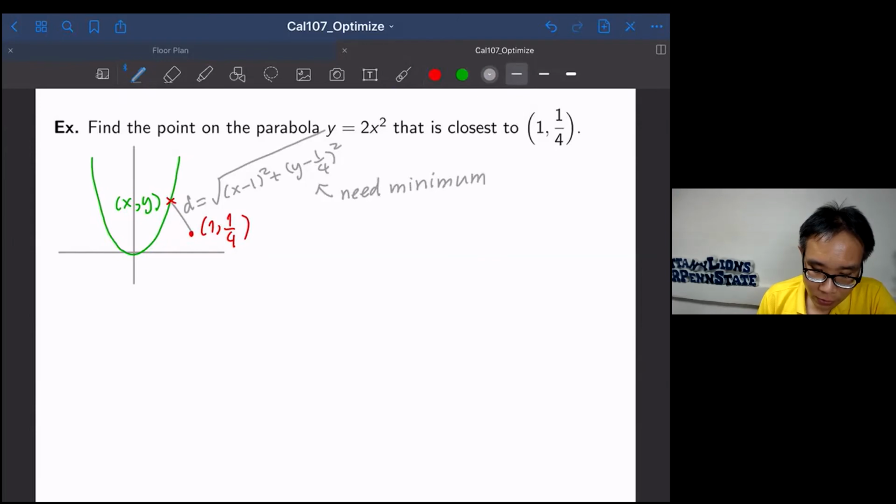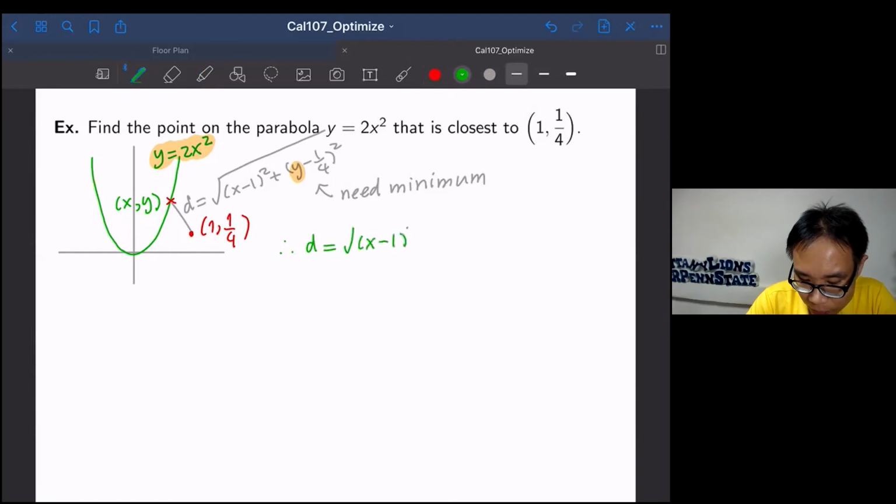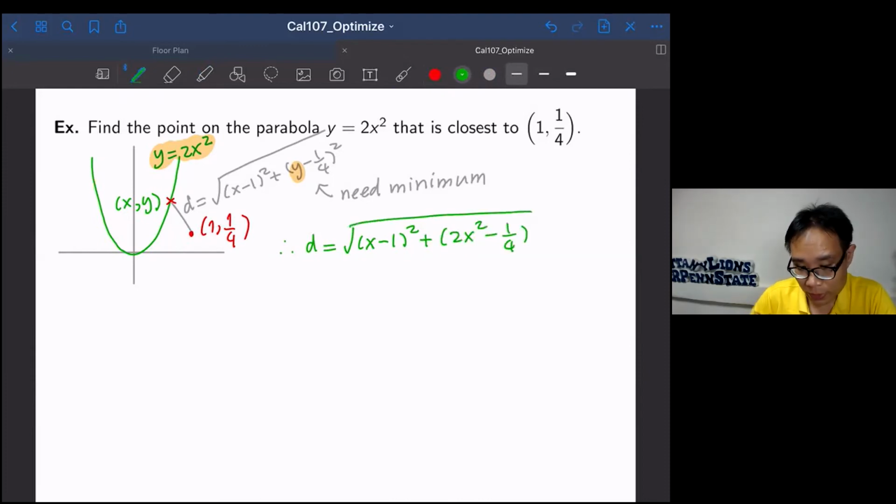However, what is y? We know that (x, y) is on this curve, and this curve has the equation y equals 2x squared. So we are able to write y. In this case, d is given by the square root of (x minus 1) squared plus (2x squared minus 1/4) squared. This is the function d that we have, and we're going to compute the derivative.